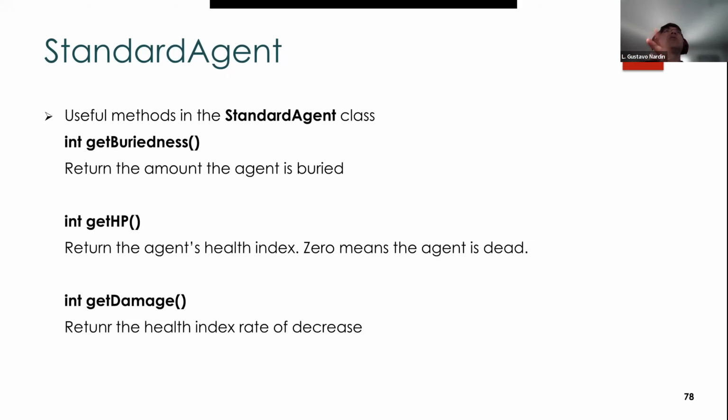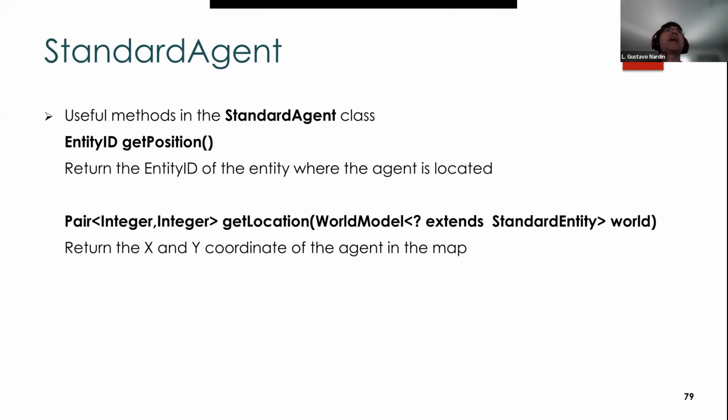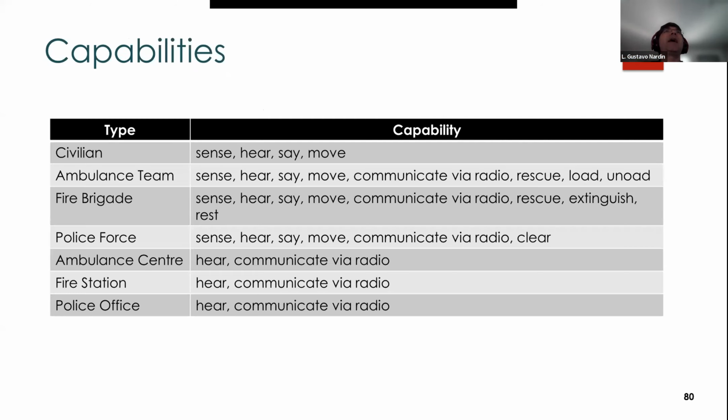Okay, you can get all this information using the different get methods, and each one of the agents has different capabilities. The ambulance team can sense, hear, say, move, communicate via radio, rescue, load, and unload civilians. Fire brigade can, in addition to sense, hear, say, move, also rescue and extinguish fire. And the police force can only clear, as a special operation.